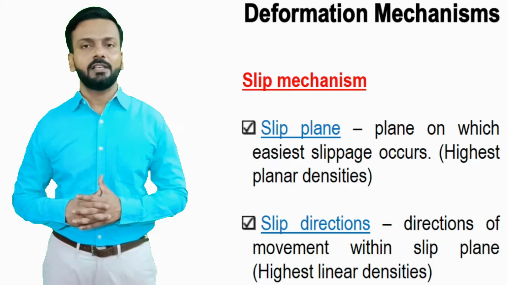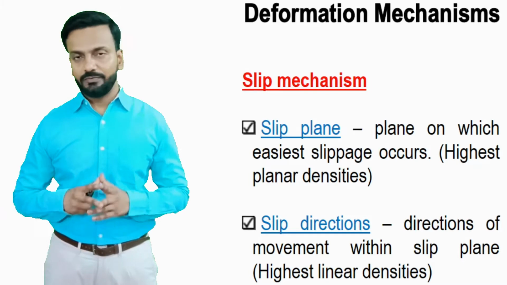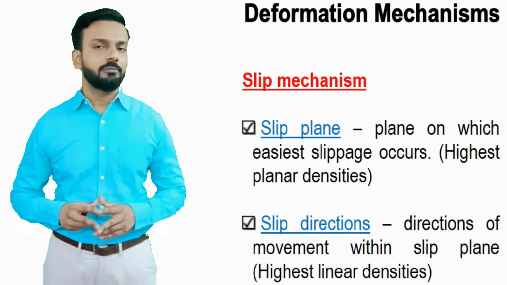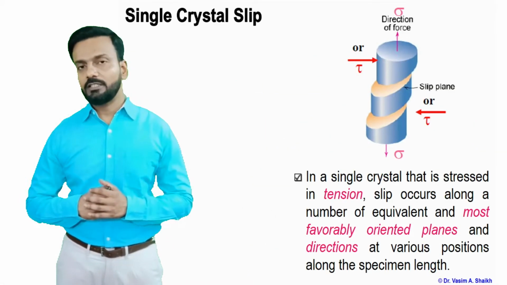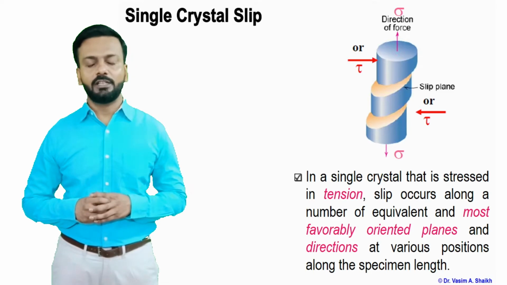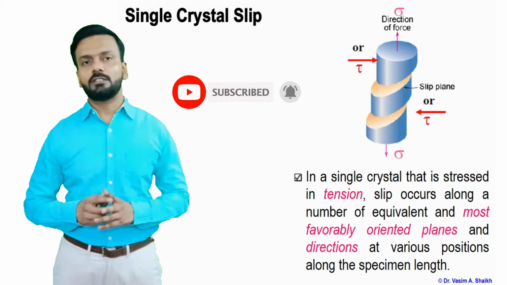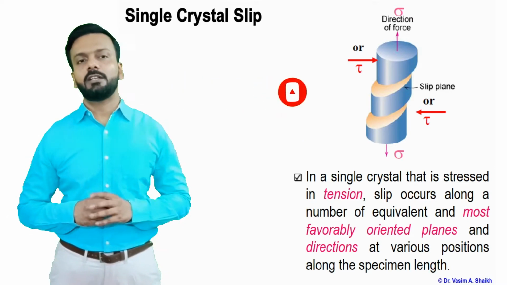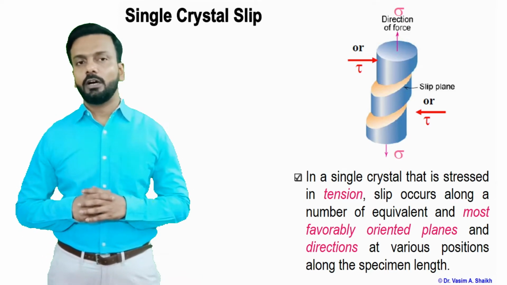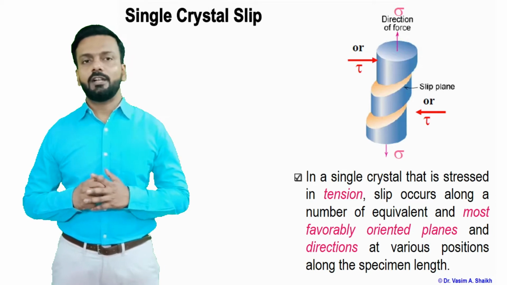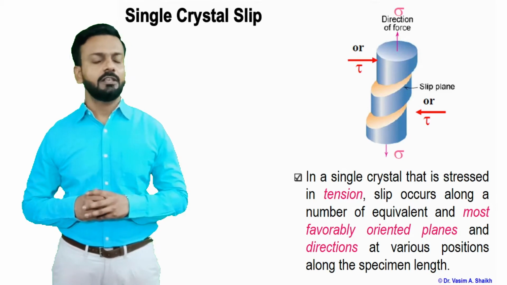slip mechanism. And basically what happens is the material, with the help of the slip mechanism, has some favorable direction and favorable plane by which it can deform plastically. Now let us see a scenario where we have a single crystal material and how the slip mechanism happens in it. Imagine that it has been under some stress, some tension. So what will happen is that slip occurs along a number of equivalent and most favorable planes. There are some most favorable planes which have the highest atomic density and higher linear density.